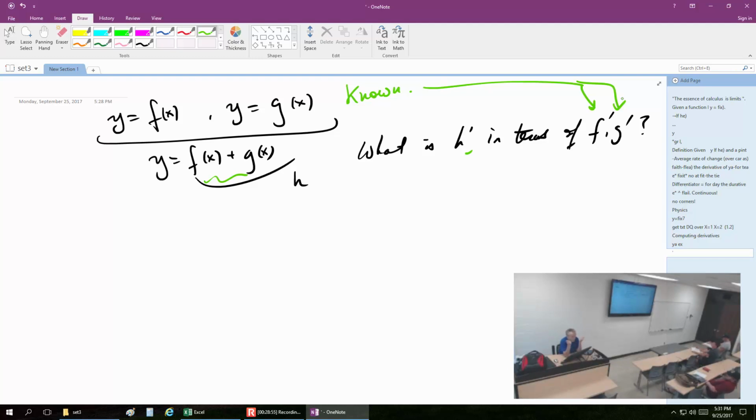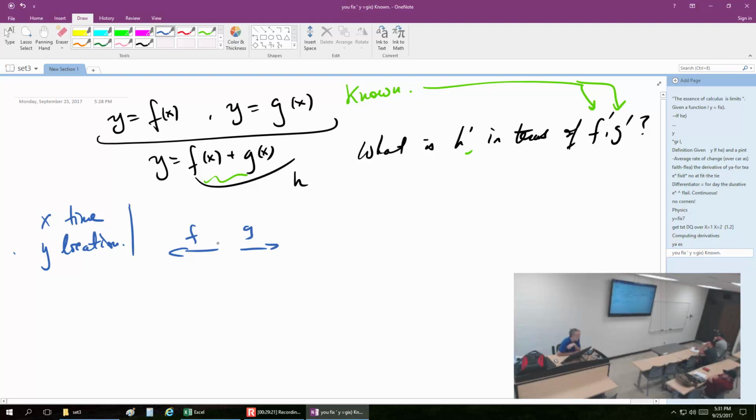What is the meaning of two functions? Let's think about x as time, and f and g as locations. How do you have two functions? Well, two different persons walking in different directions. So this is f and this is g. Okay, then when you add them together, the distance will be f plus g.